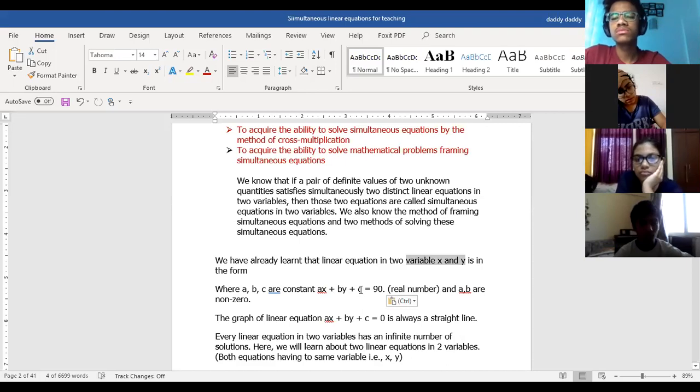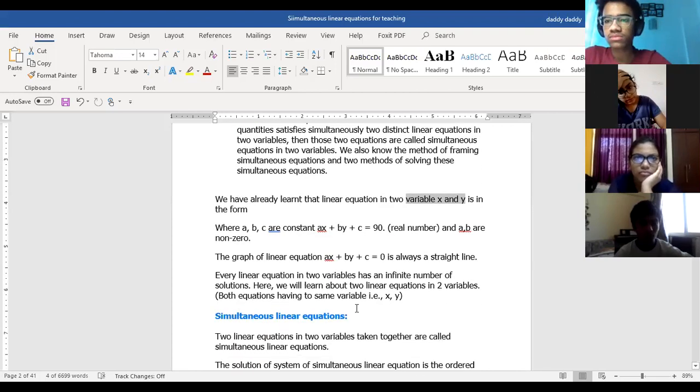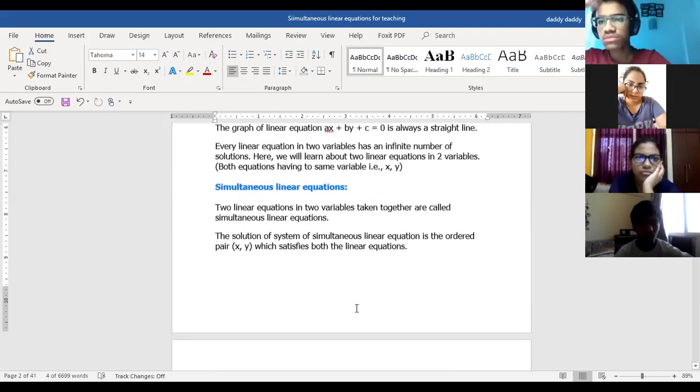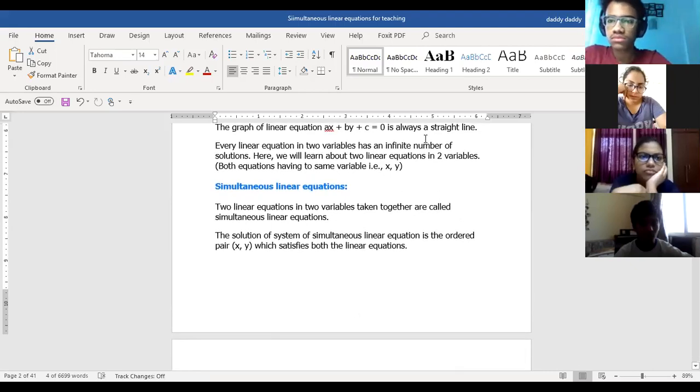c can be 0. c is some number, so c can take the value 0, but a and b cannot. They have to be non-zero numbers. Now, graphically, if I want to represent this line on a graph sheet, it will always be a straight line. Now, simultaneous linear equations.